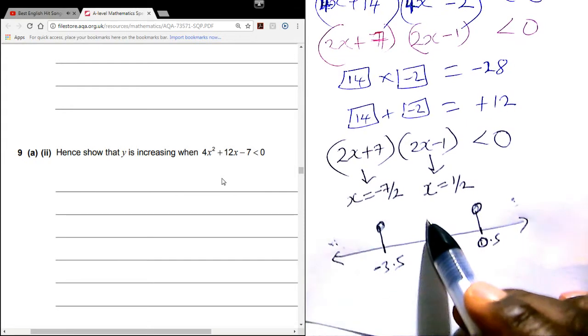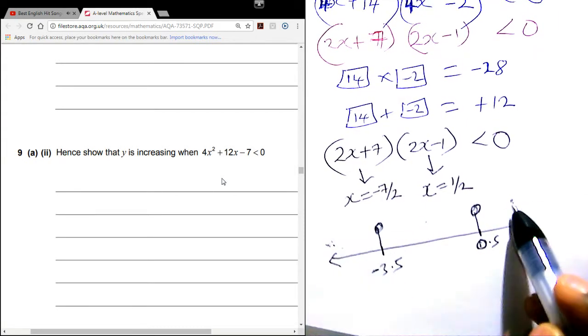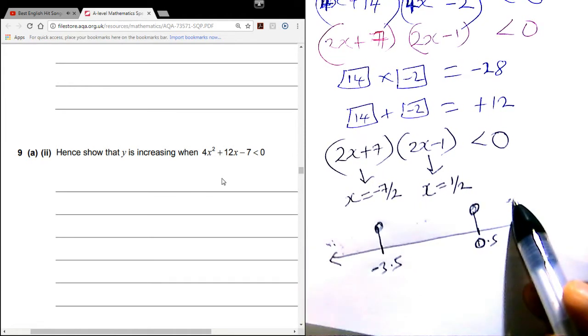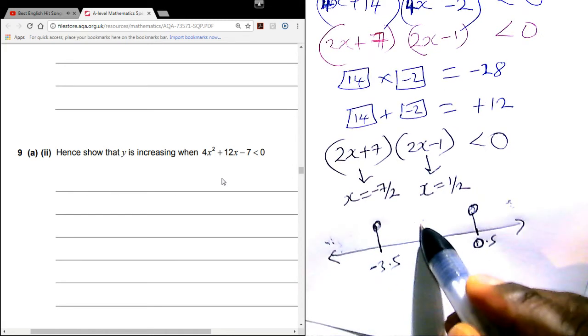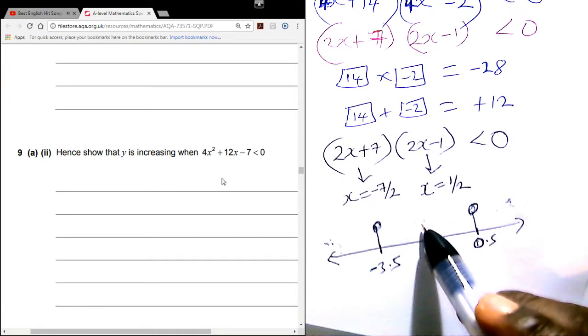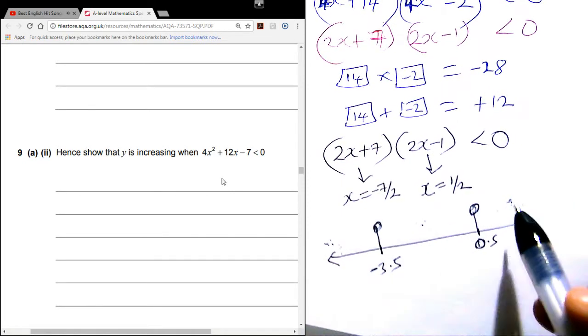If the region in the middle here should fail the test, then the two regions on the other side would pass the test. So there is no need trying to test for this region and that region. Just test for one of these regions, and if it passes, it tells you that the other two have failed, and if it fails, it tells you that the other two have passed.